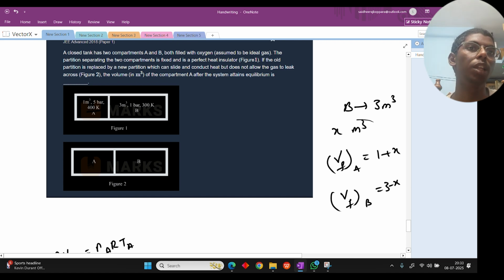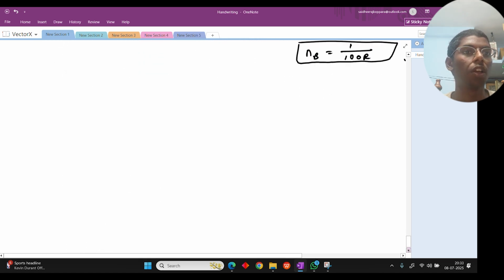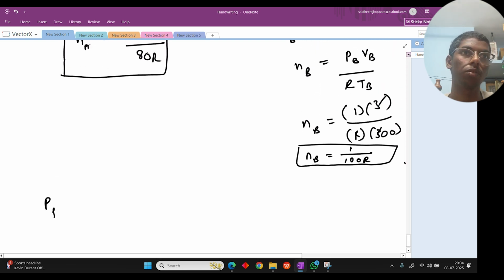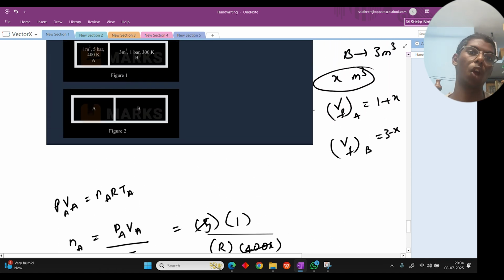Because x liter has been expanded, right? That's why expansion will be just adding them and subtracting. Okay, now he told that equilibrium is attained. And he also told that there is no gas leak. That means the number of moles will be constant. So Na plus Nb is always constant.